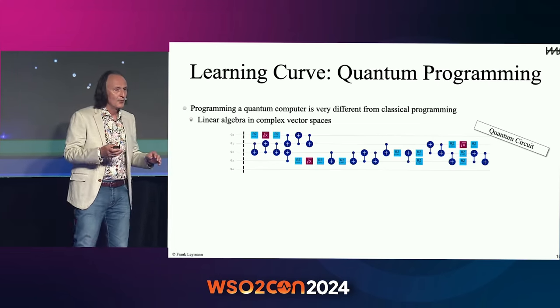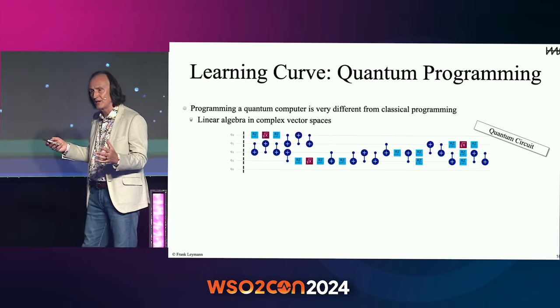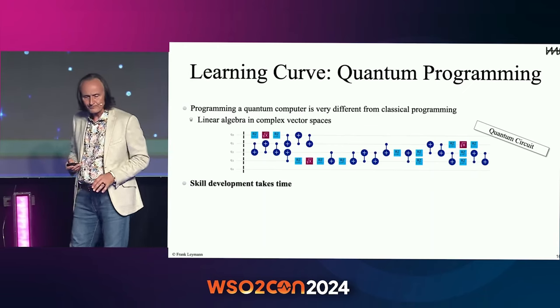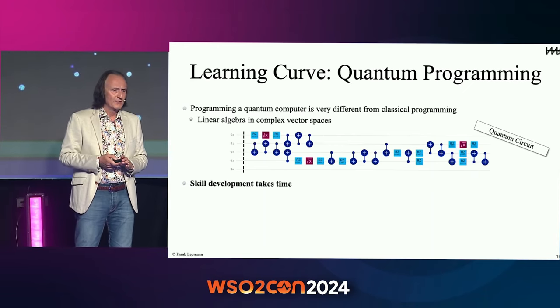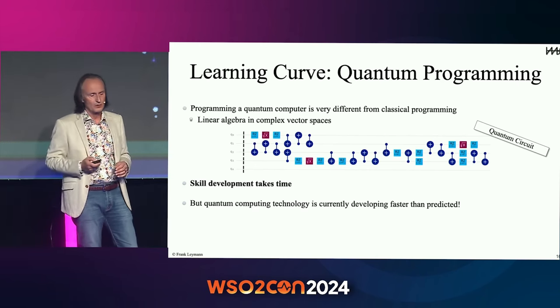So today we are in the age of assembler. There is no high-level language for quantum computing these days. You are at the assembler level. So skill development takes time, because it's very different to program a quantum computer than program a classical computer.